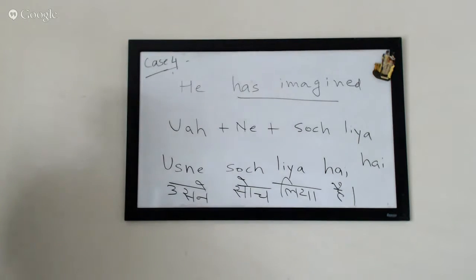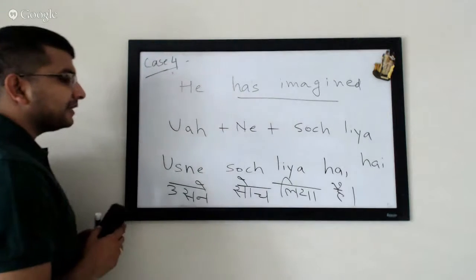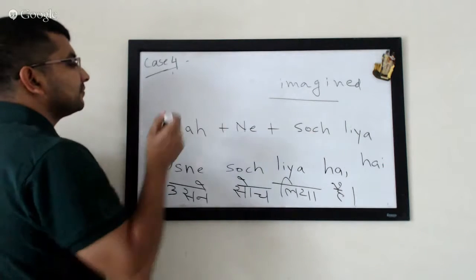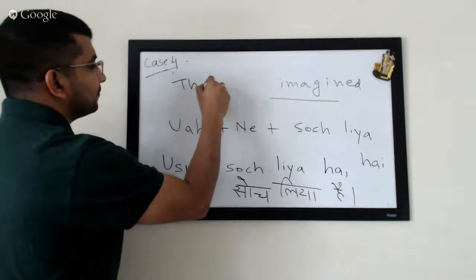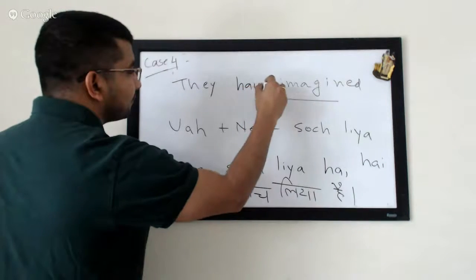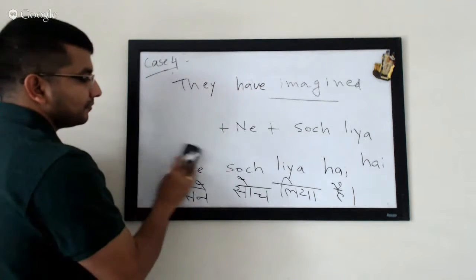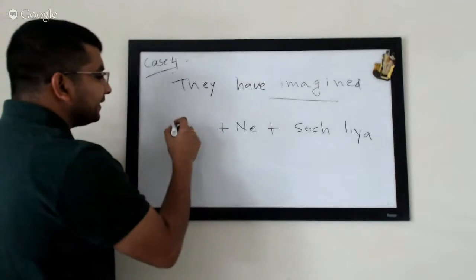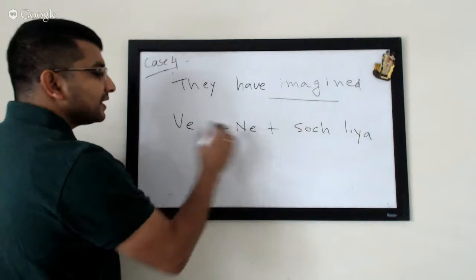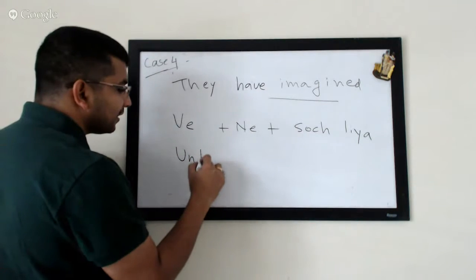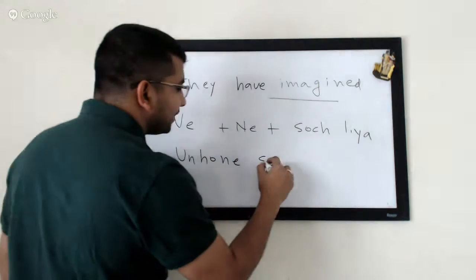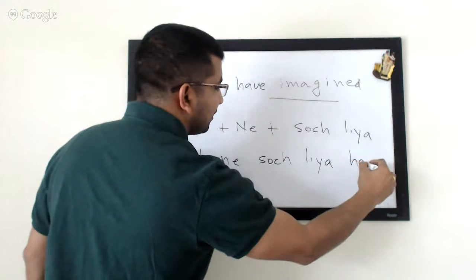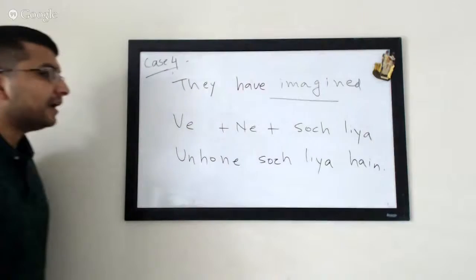Now, if you were to do the same sentence with they have imagined, in that case it would be वे plus ने, that would be उन्होंने. उन्होंने सोच लिया है. उन्होंने सोच लिया है.